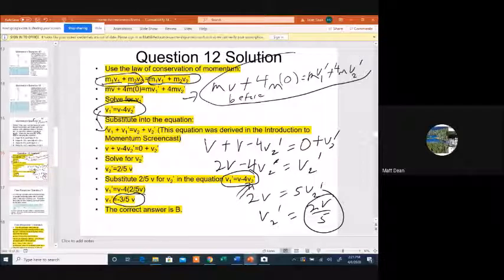And again, I doubt you're going to see a problem like this on the AP exam because it's taking two equations, merging them together, manipulating. But I just wanted to show you just in case.